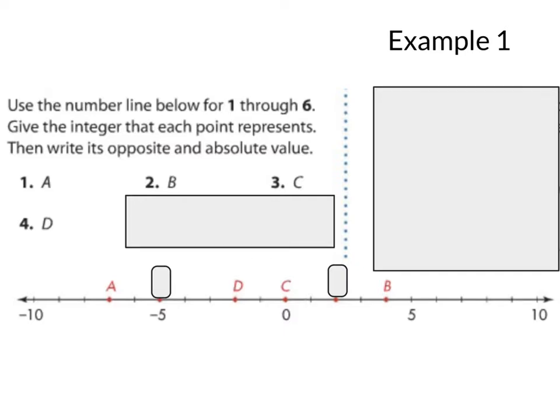So first, I see we want to know what A is. Use the number line below for 1 through 6. We just have 4. Give the integer for that each point represents. Then write its opposite and absolute value. I definitely wouldn't have done that if I didn't read the instructions.